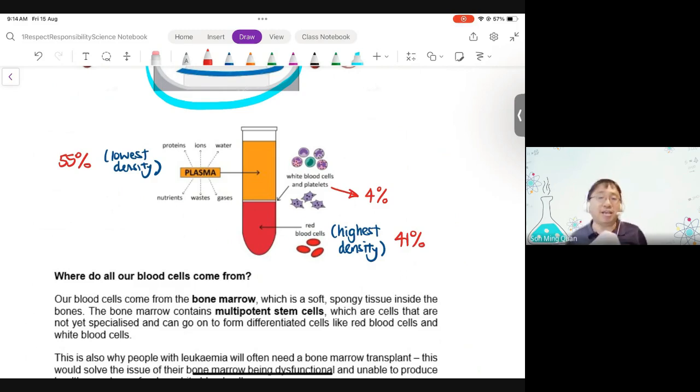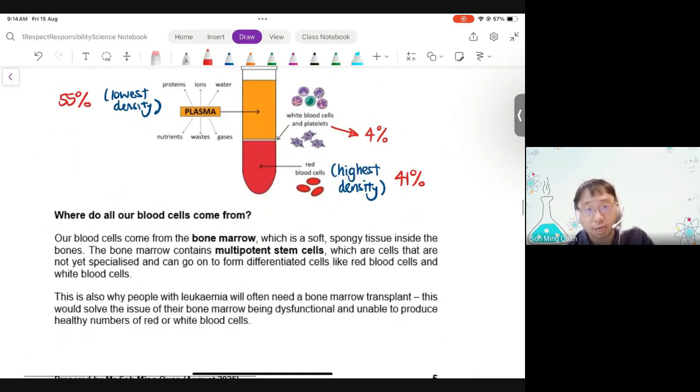Okay. Finally, you might be wondering, where do all these blood cells even come from? Where do the white blood cells come from? Red blood cells come from? Now, our blood cells come from the bone marrow. All right. So all the blood cells, be it red blood cells or white blood cells or platelets as well, come from the bone marrow.